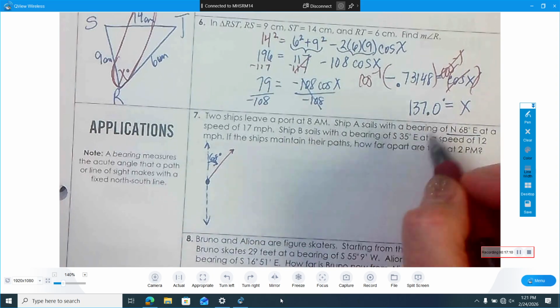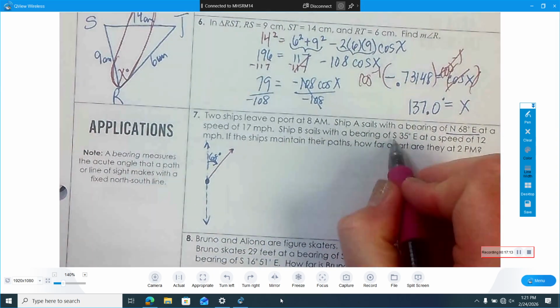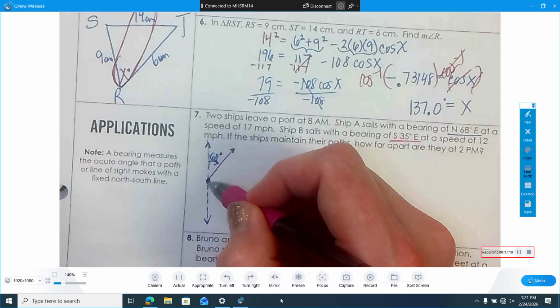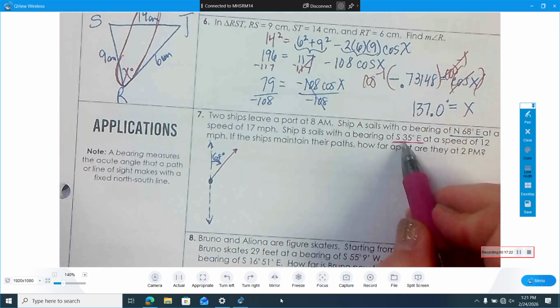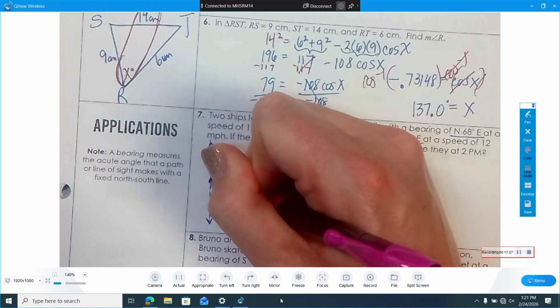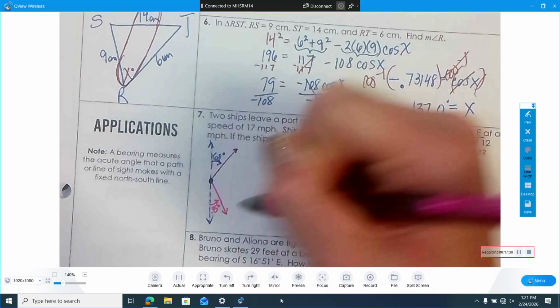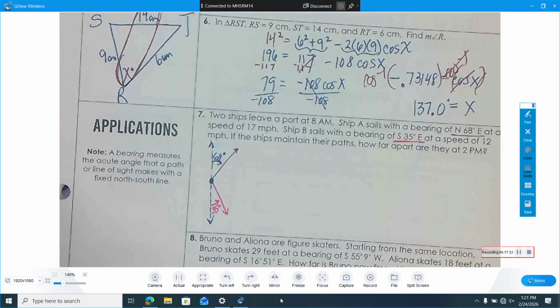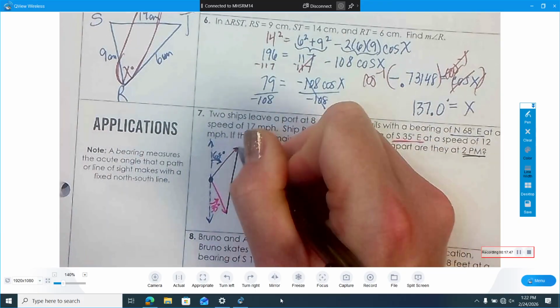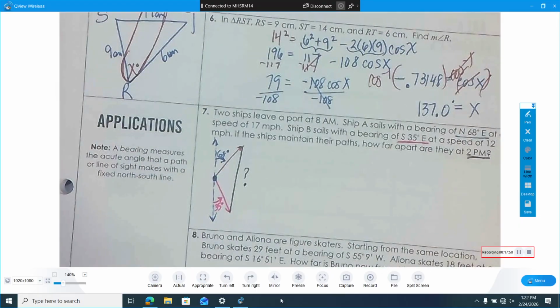Ship B sails with a bearing of south 35 degrees east. So again, now ship B is heading southward, and it's going 35 degrees to the east. So it's traveling this way, at a speed of 12 miles per hour. If the ships maintain their paths, how far apart are they at 2 p.m.? Interesting. So we want to know how far apart they are. This is the question.